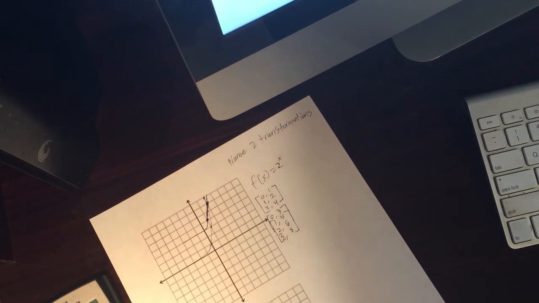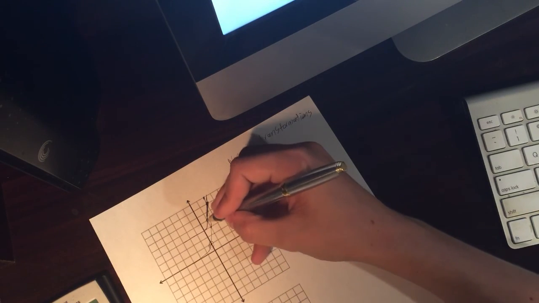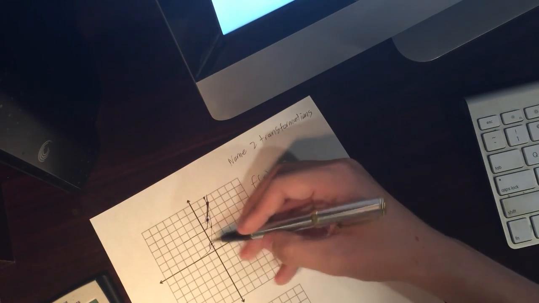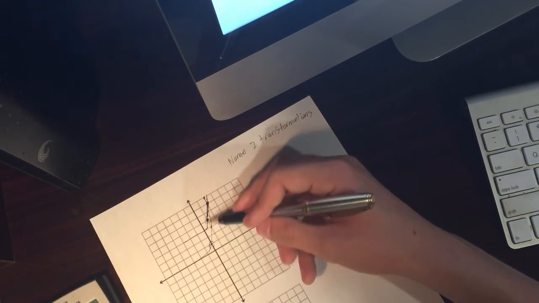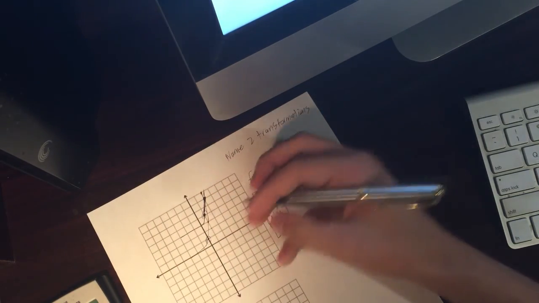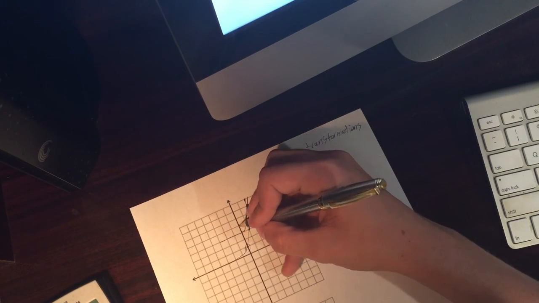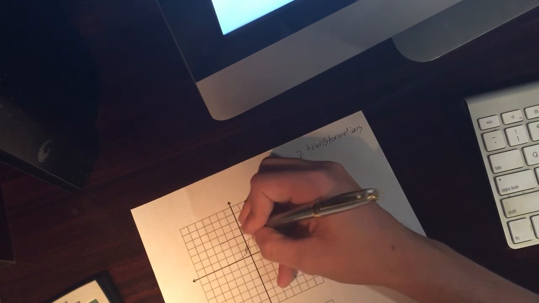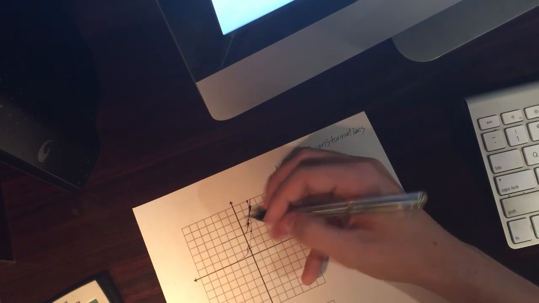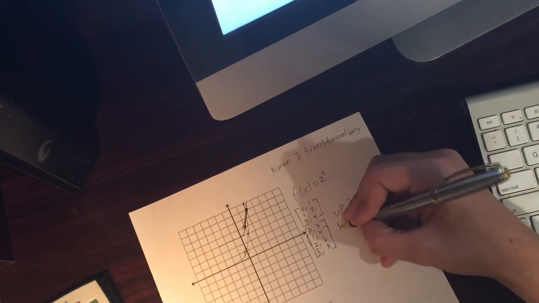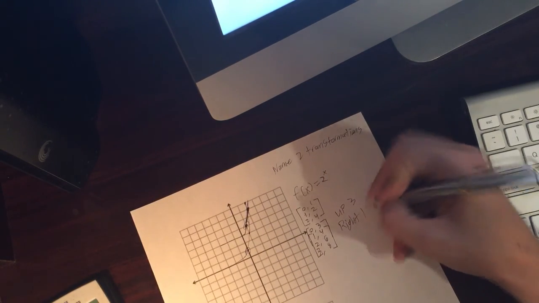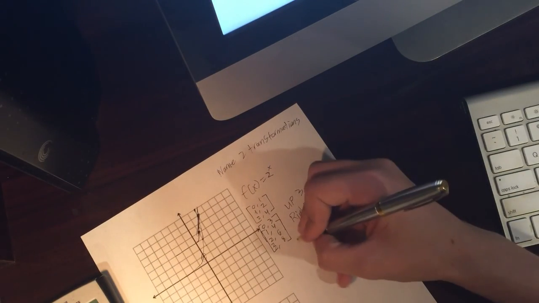So the way that I go about it is that I always find the points that are similar, the points that were the difference between these two being moved. So the way that we can go about it is count how many times it's gone up. So 1, 2, 3, up 3, and then how many times left or right, and it's going right 1. Now it looks like we're done, right? No, we first have to figure it out with the parent function.